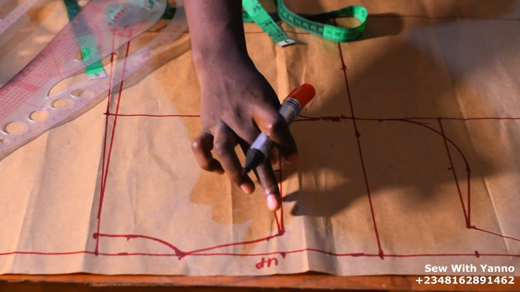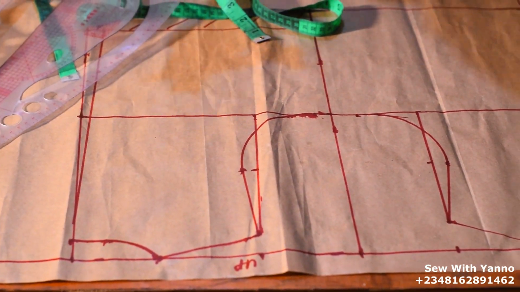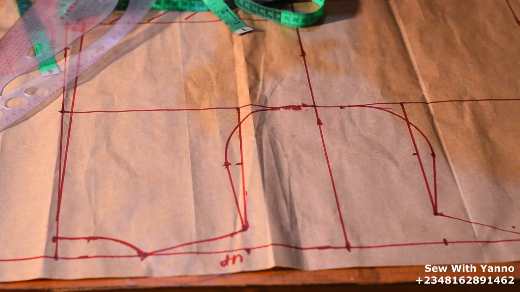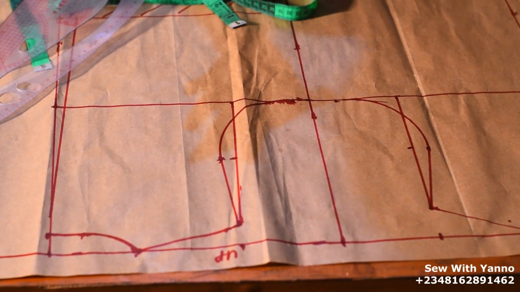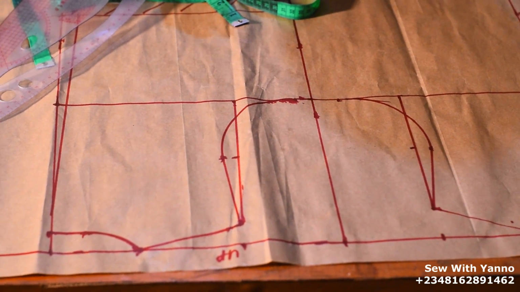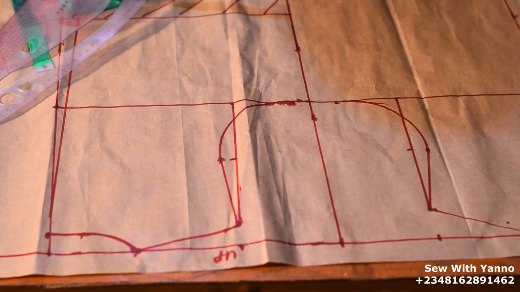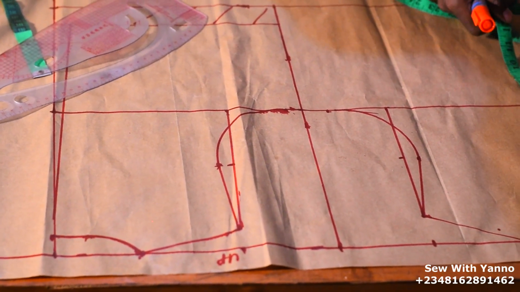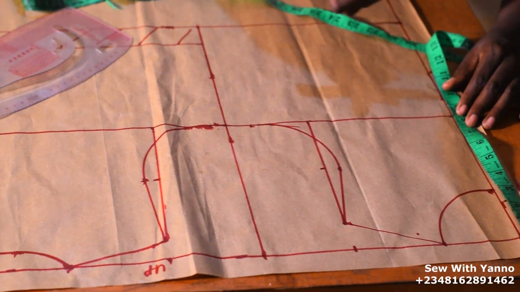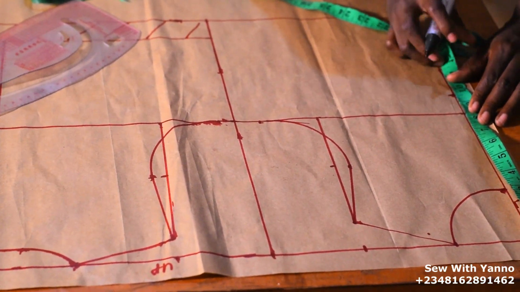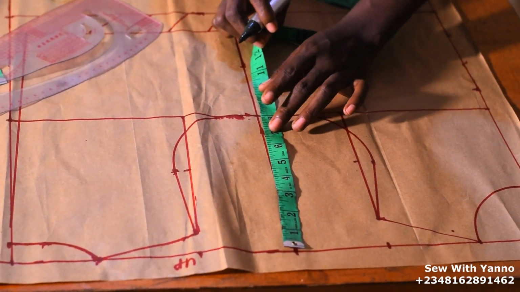So you can see how beautifully our armhole curve is looking. So yours should look like this. If it's not, then you go back and correct it. The next measurement I'll be imputing is my bust point measurement, and my bust point is 9.5.